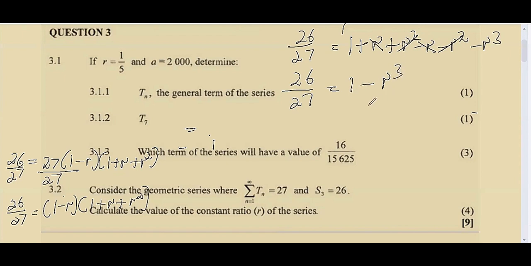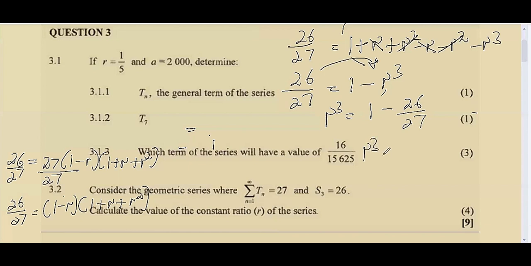If we have this, let's take this r cubed over to this side. So this would be positive r cubed. Then we'll have 1 minus 26 over 27. Right, so I just took this one over to this side and then took that one over to that side.